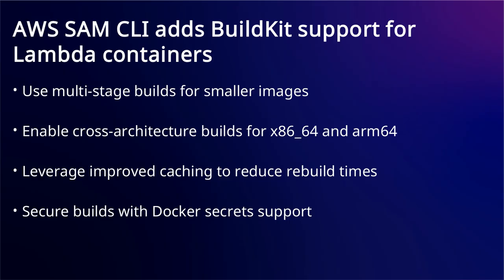You can enable cross-architecture builds to target both x86-64 and ARM64 architectures from the same development machine. You can leverage improved caching to reduce rebuild times and better parallelization of build steps. You can also use Docker secrets during builds to keep credentials and API keys out of your final image layers.